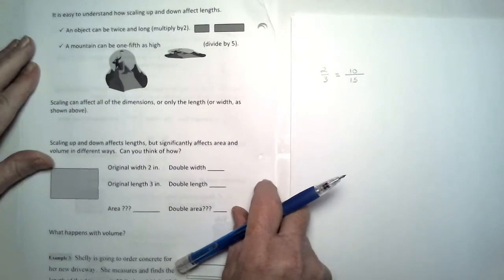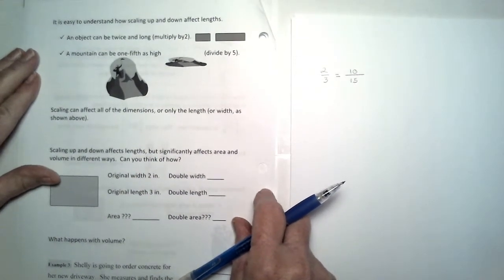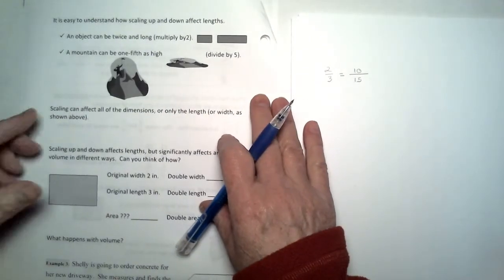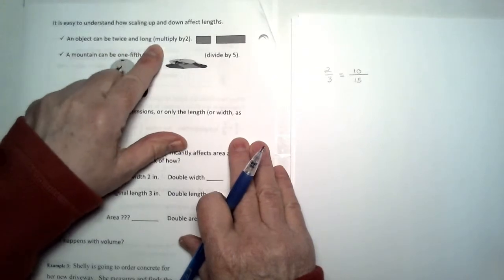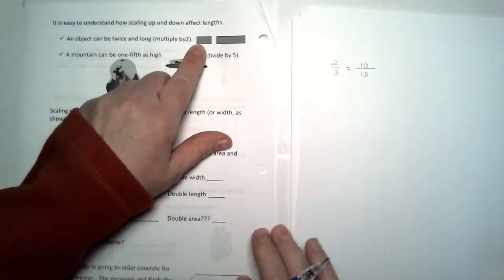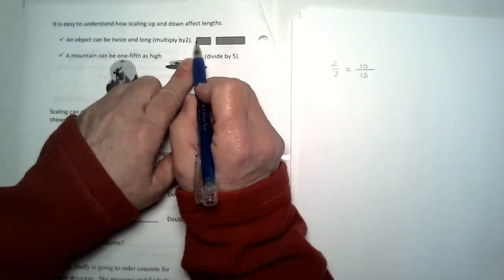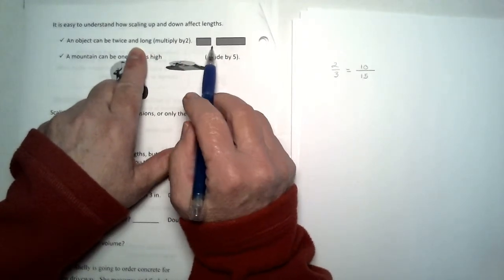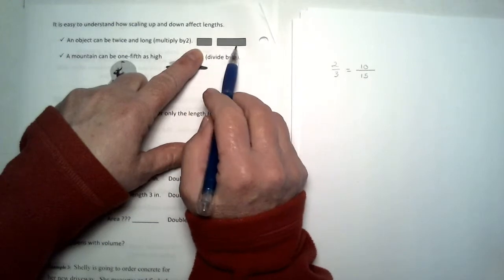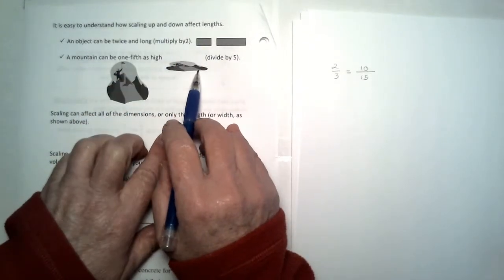It's easy to understand how scaling up and down can affect lengths. An object can be twice as long by simply multiplying it by 2. So if I started with this object and I just wanted to take its length and double it, well, then this is basically what I'm looking at.